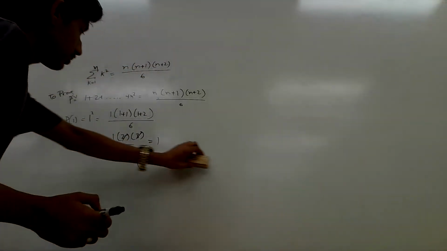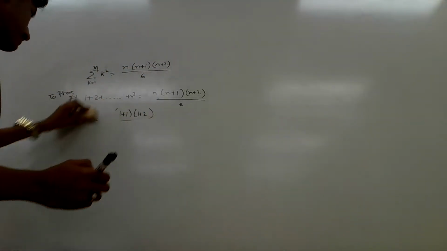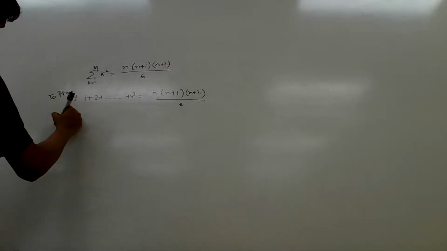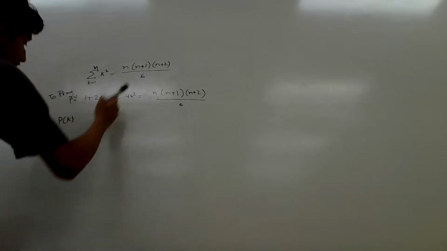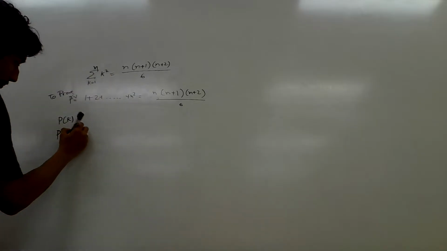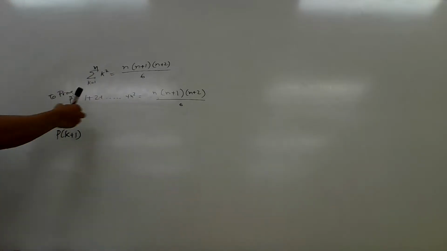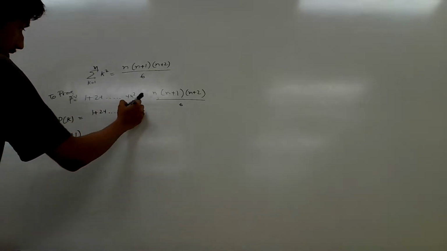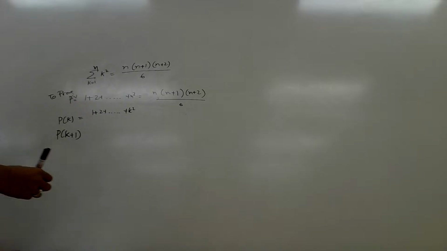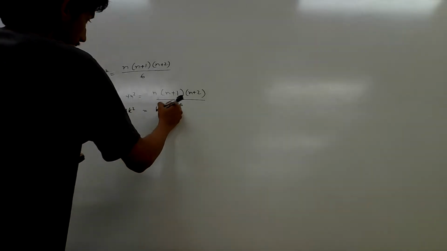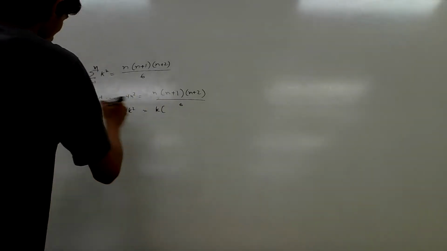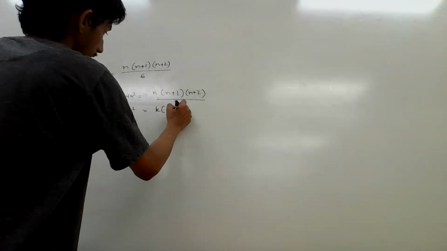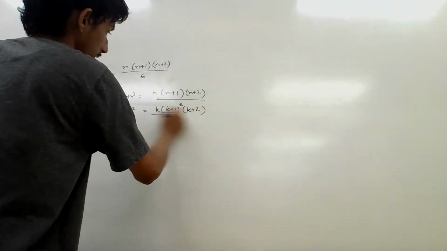So if p equals 1 is proved to be true, now you can move on to the generalized statement of pk. You have to take pk to be true to prove p of k plus 1 to be true. So p of k will be 1 plus 2 plus dot dot dot until k squared, and this is also k times. You'll have to write this as p of k equals this.